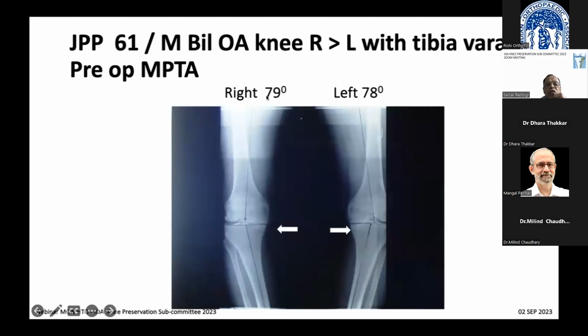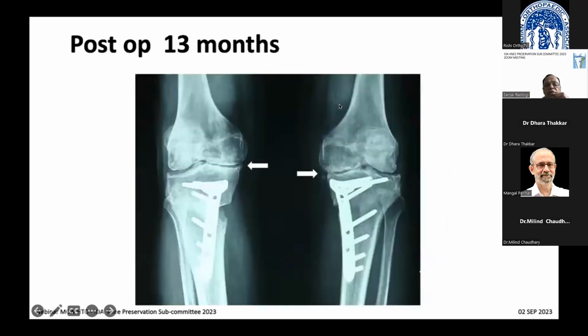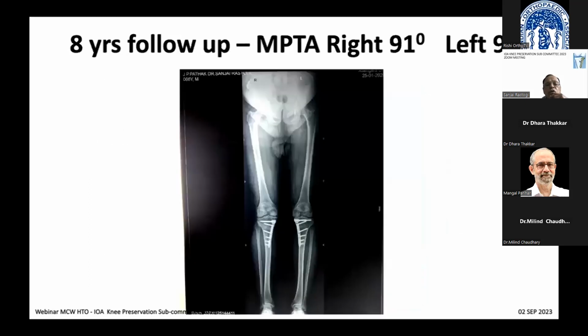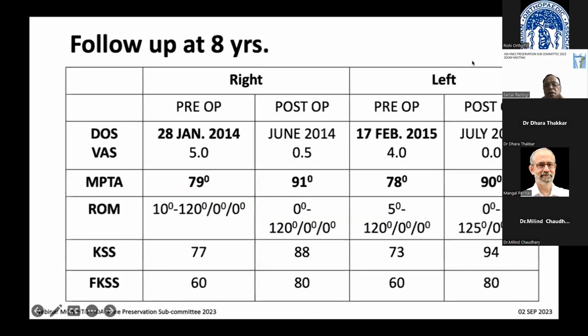His MPTA was 79 on the right side and 78 on the left side. There was no joint space seen, and this is at 13 months when the joint space is formed. He was also operated on the other side a year later. His MPTA was corrected on the right side from 79 to 91, and 78 to 90 on the left.